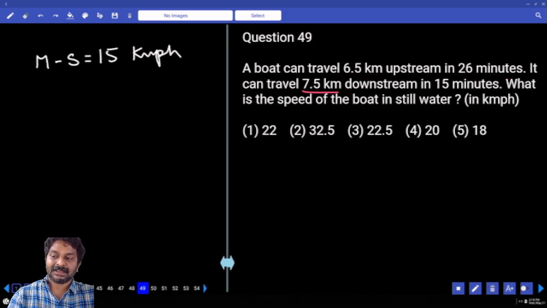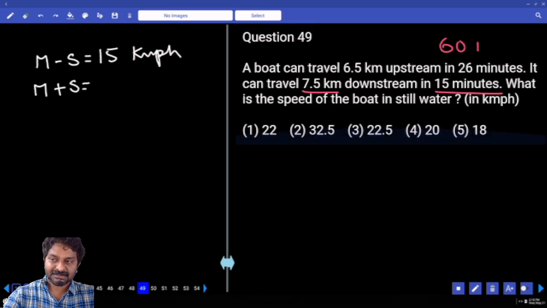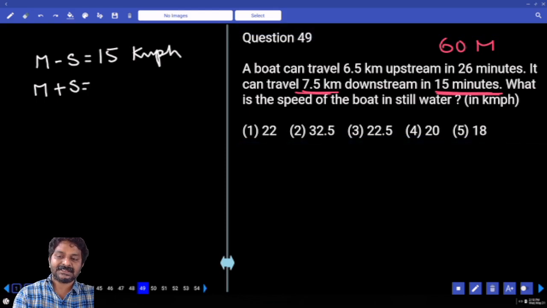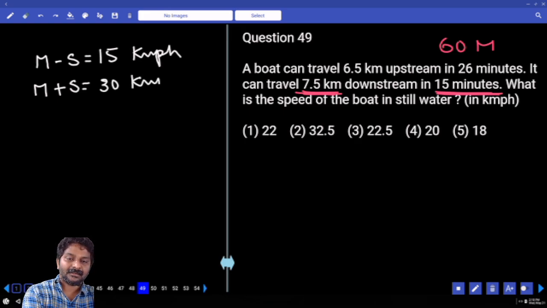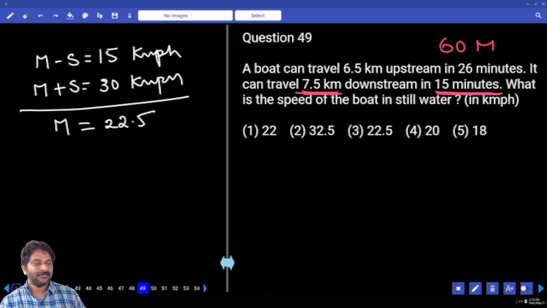7.5 kilometers downstream in 15 minutes. Even here, it is downstream. Convert into 60 minutes. For 15 minutes the distance covered is 7.5, which is half. In 60 minutes, half of 60, 30. Now, what is the speed of the boat in still water? How do you get M? 45 by 2, 22.5 kilometers per hour.